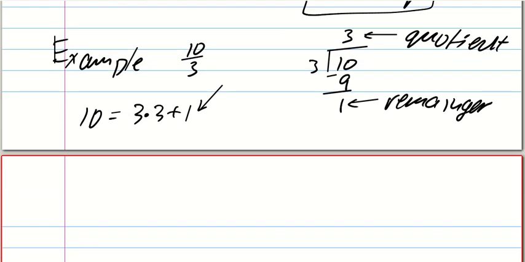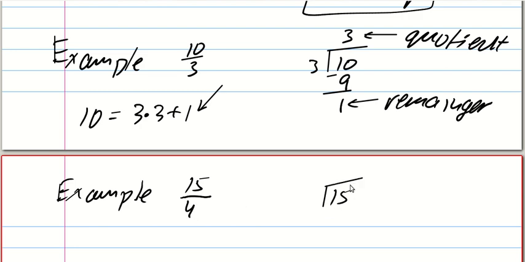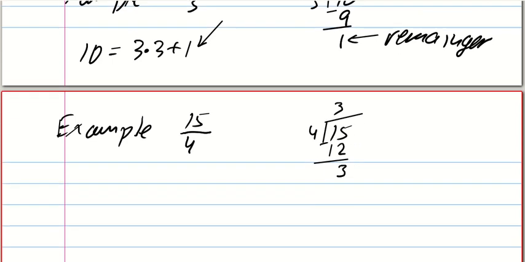So another short example. If I take the number 15 and divide by 4, then we can use long division. 15 divided by 4 goes 3 times, so we put 12. So the quotient is 3, and the remainder is 3. This tells us that 15 can be written as 4 times 3 plus 3. So this is n times q plus r.